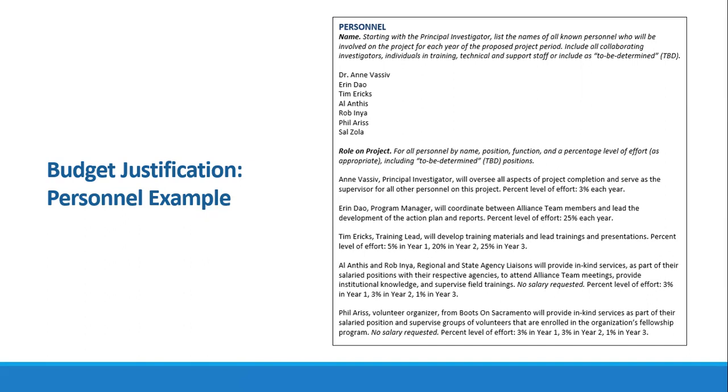Here we see an example where all the personnel are filled out, and you see things like their percent level of effort, and any variation in that over the years. And then at the bottom, you'll also see an example of a personnel where no salary is requested. Or you might see people listed as in kind. Those are both appropriate for our projects. And the percent level of effort should still be included for any in-kind contributions.